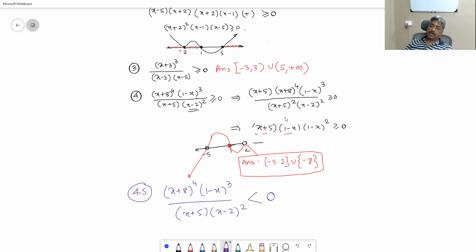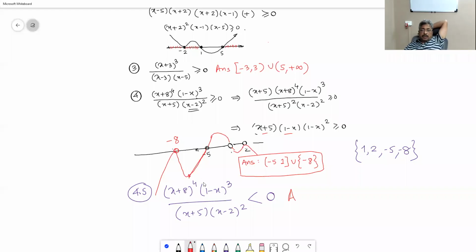Majority of the work done is already available with you, so you should not take more time, but we have to be very careful in writing the final solution set. Give you a couple of minutes. Now the modification in this graph is for minus 8, because it is strict inequality, and at minus 8 the function becomes 0, LHS becomes 0, and it is not acceptable. Therefore, we have to sketch to the left of minus 8 also.